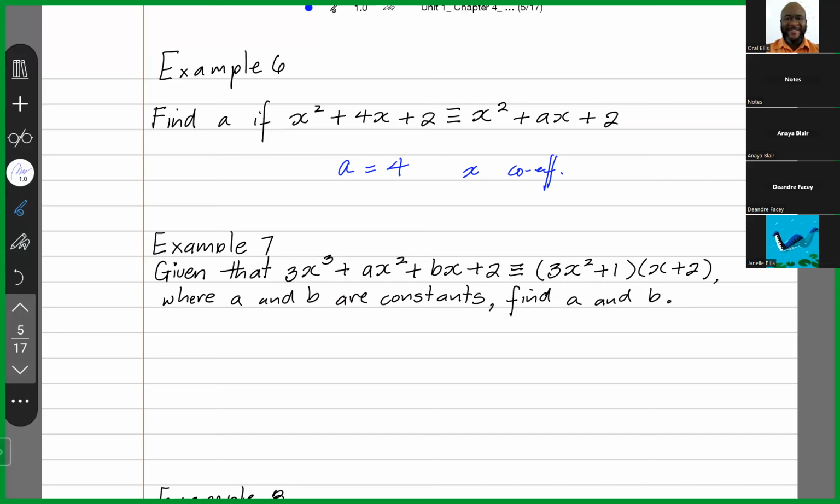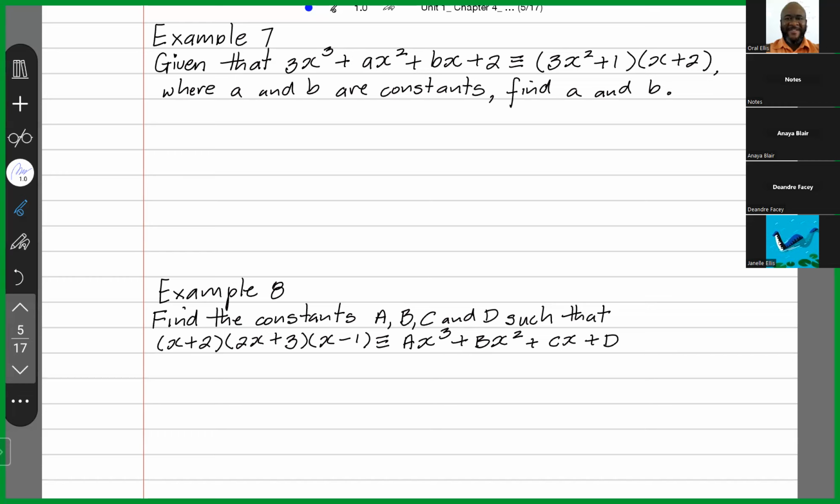All right, so example 7 says, given that 3x cubed plus ax squared plus bx plus 2 is equal to (3x squared plus 1)(x plus 2), where a and b are constants, we're to find a and b. a and b being constants means they don't have any x in them. a is just a number, b is just a number. In order for us to determine what a or b is, we have to expand the two binomials on the right.